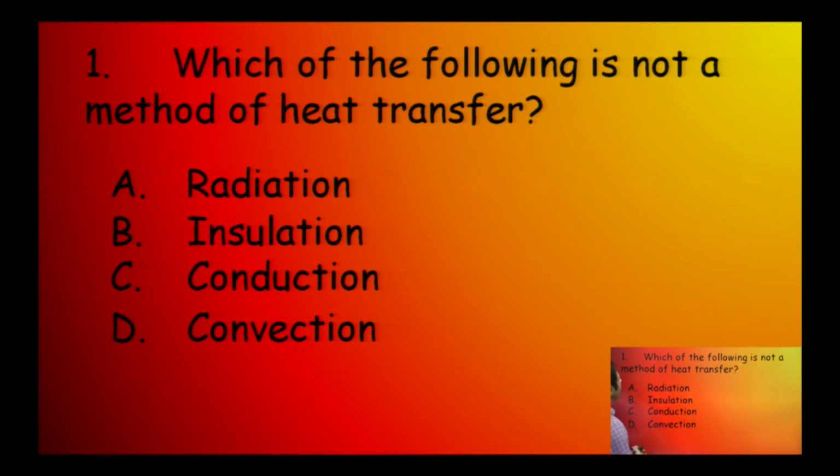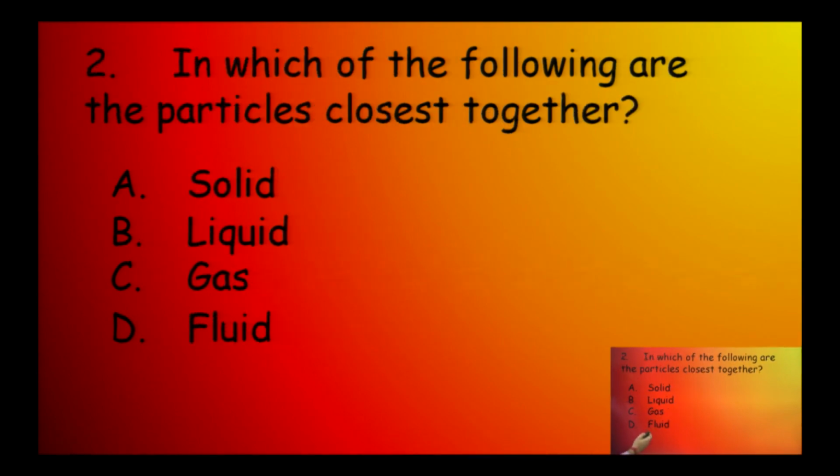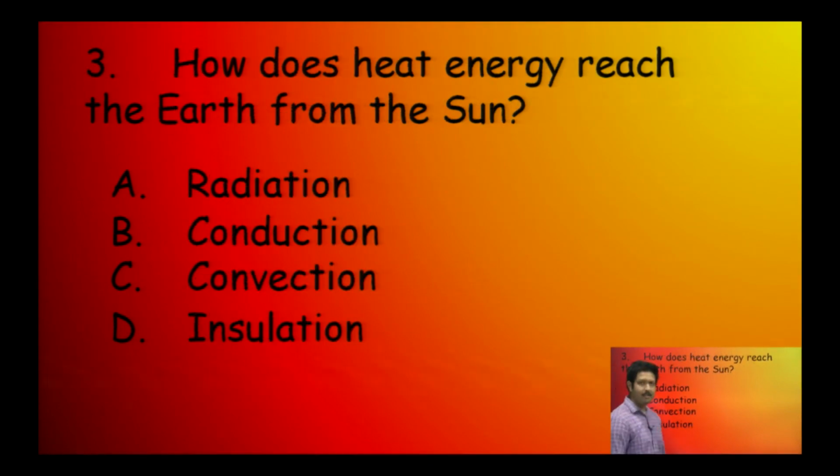Which of the following is not a method of heat transfer? Radiation, insulation, conduction, or convection? And it is pretty sure that it has to be B, insulation. Insulation is a kind of material that doesn't have free electrons, or that has free electrons, but they are more stable than unstable ones. In which of the following are the particles closest together? So it has to be solid. Okay, it has to be solid.